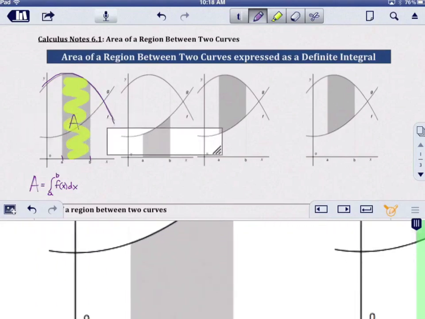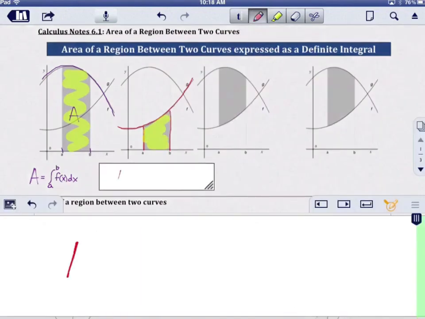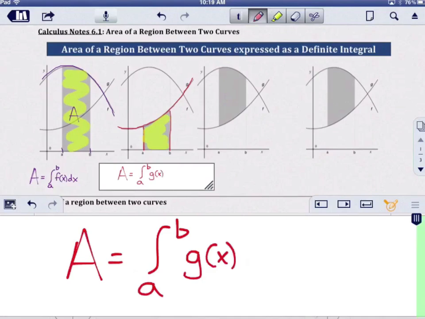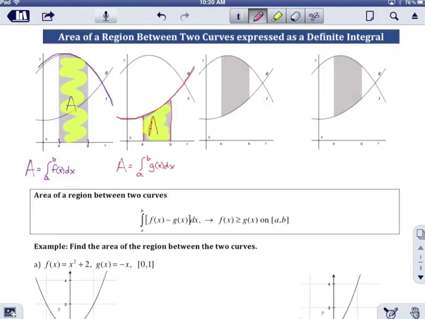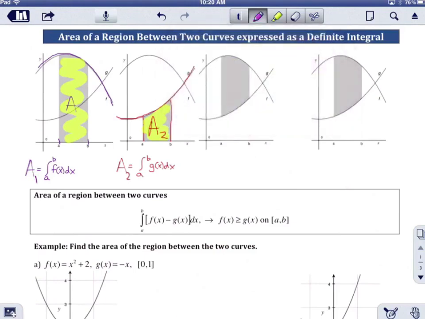Now if we look over here at our next function, our g function, and we want to find the area from a to b. Now we're looking for the area right in here, and we know this area is given by the definite integral from a to b of g of x with respect to x. And so that is this area right here. Now I'll just label this area sub 2, and we'll label the other one area sub 1.